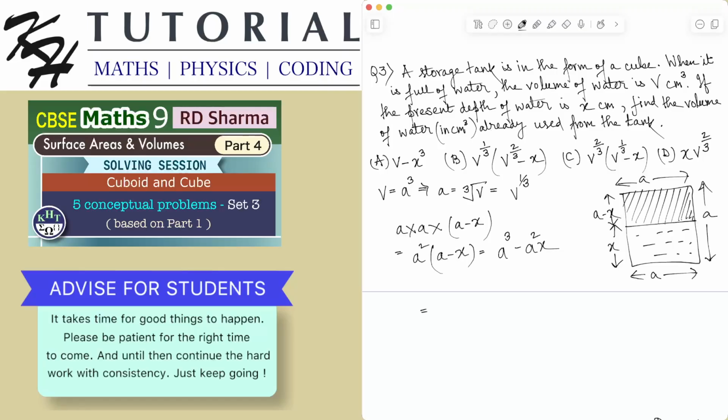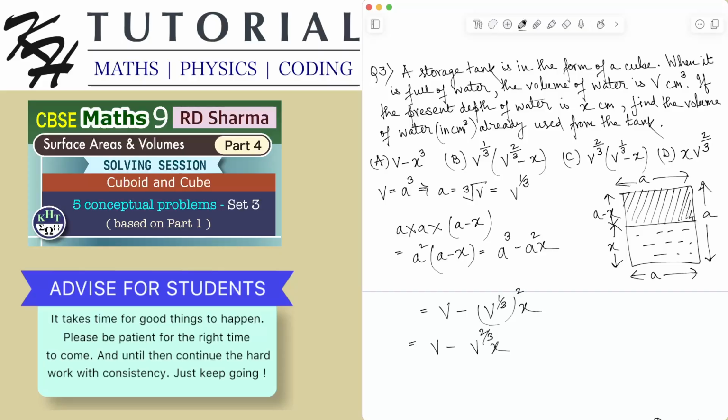Now what is a cube? A cube was V, so V minus, what is a square? A square will be V to the power 1 by 3, whole square, multiplied by x. So this is V minus V to the power 2 by 3 multiplied by x. So this is the volume of water already used. Now we have to simplify this so that it matches with one of the given choices.